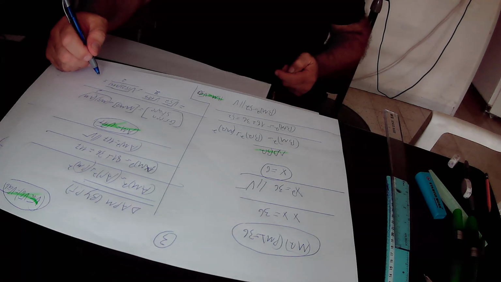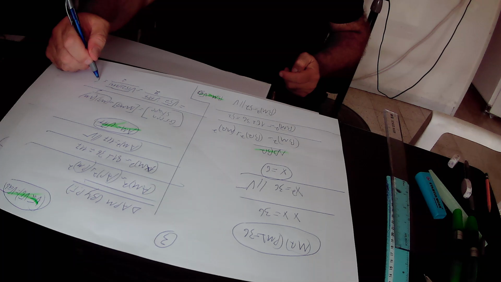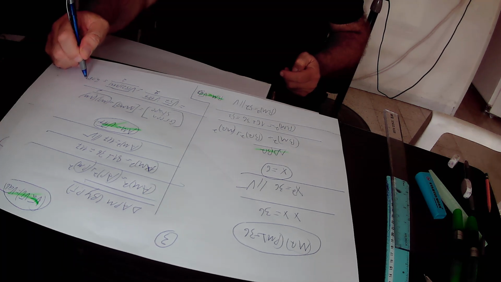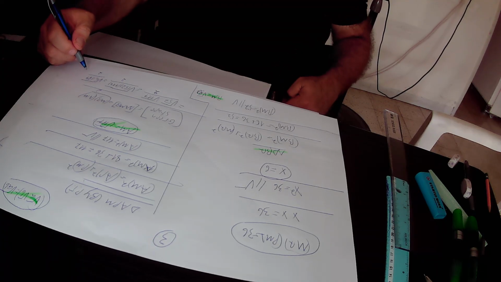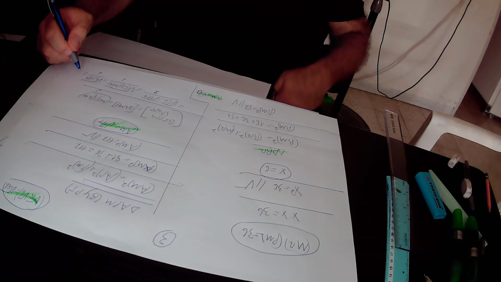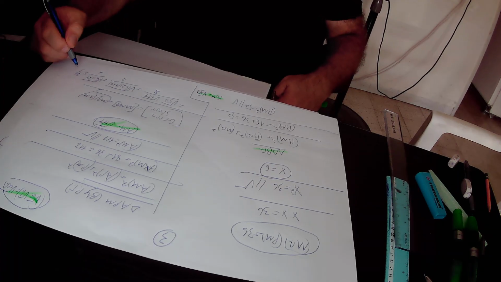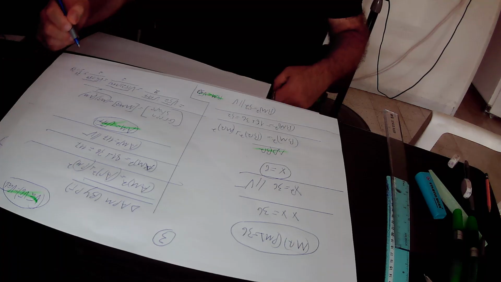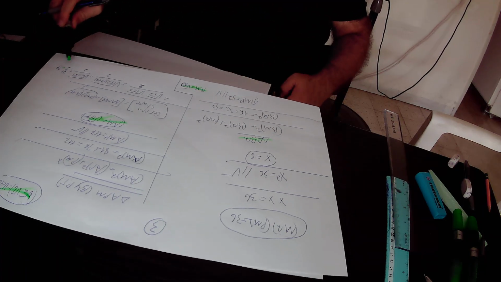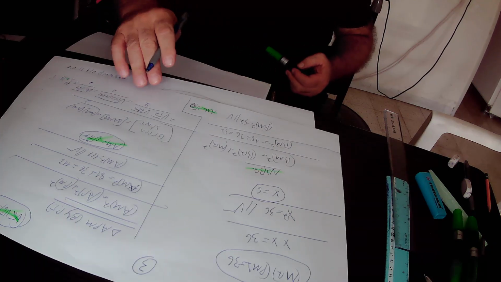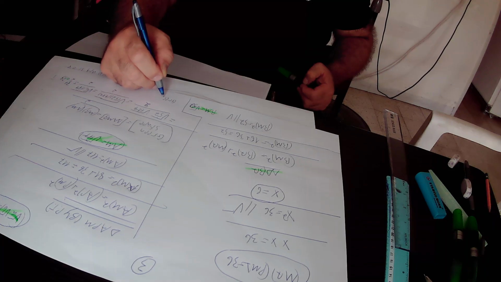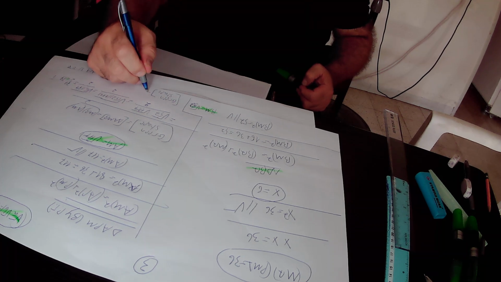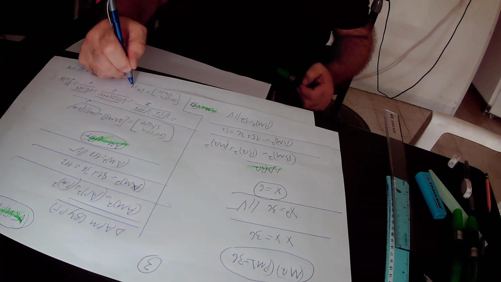52 times 117 is 6,084, over 2. So the square root of 6,084 is 78, over 2. 78 over 2 is 39. So we should know that the area of the green shape, that is the area that we are looking for in this question, is equal to 39 square units in its size.